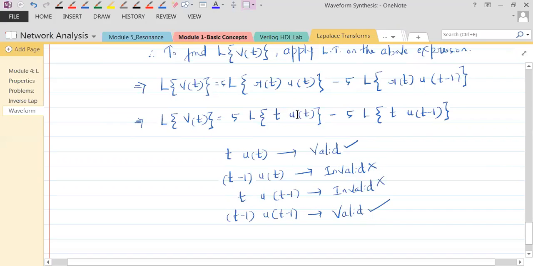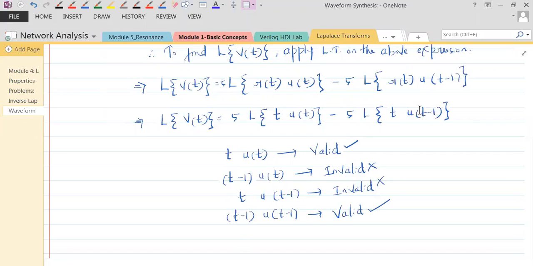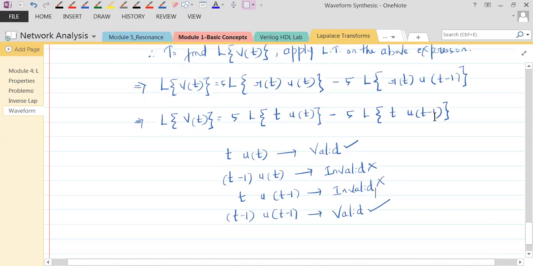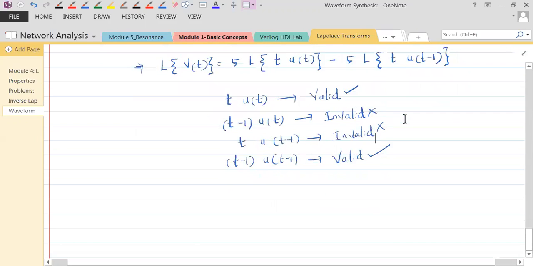Now, there is no problem with this first term. This is perfectly fine. The problem is with the second term, wherein one is the function of t minus 1, the other is the function of t. So either you should make this t minus 1 or this t. So that is what we need to look at now. Understand here, when u of t minus 1 is there, I cannot operate on this u of t minus 1, but I can operate on this t. Understand that?